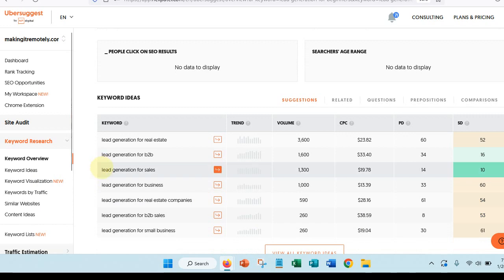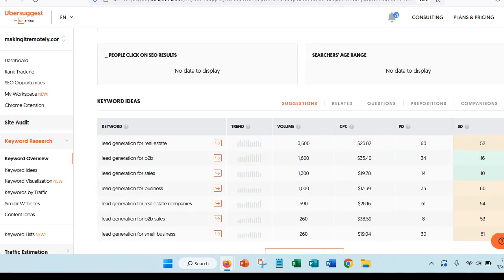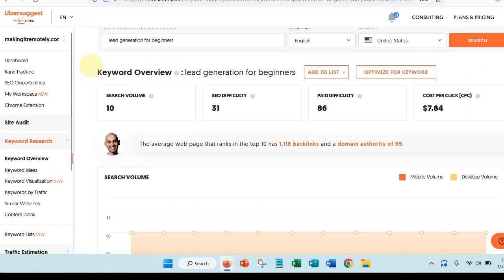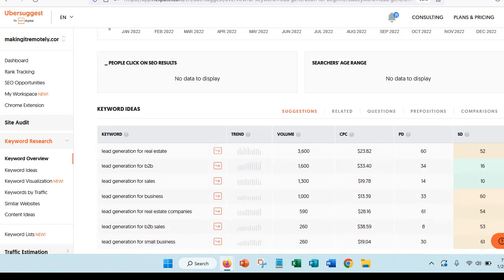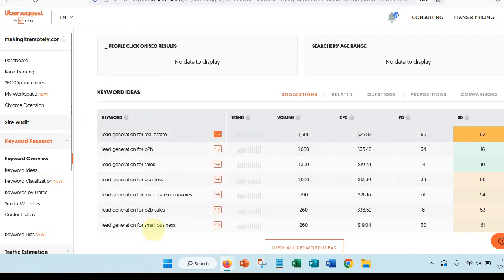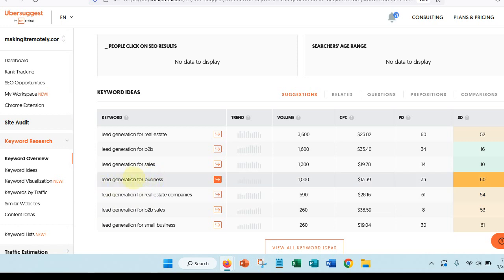But when we do that, let me just go back. So we narrowed our focus. We said lead generation for beginners. So what ends up happening is when you narrow down your focus, this tool will give you some additional ideas. So right here we have lead generation for business. That would be more in line with something that I might be searching for as a business owner. So I'm going to use that term, lead generation for business.